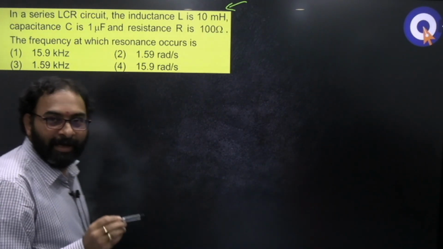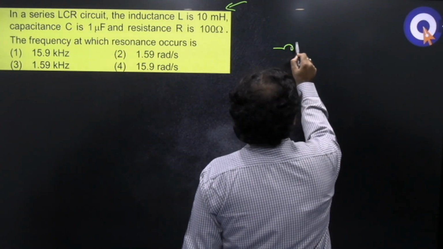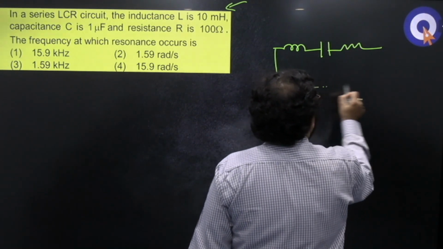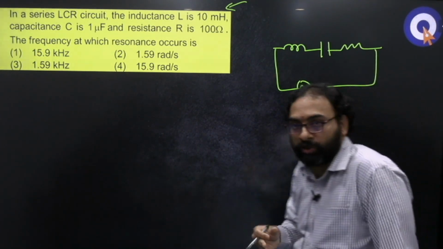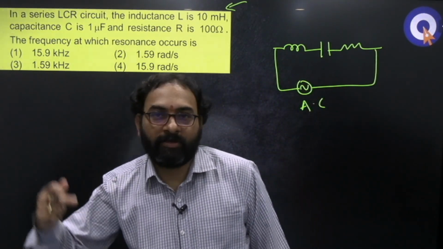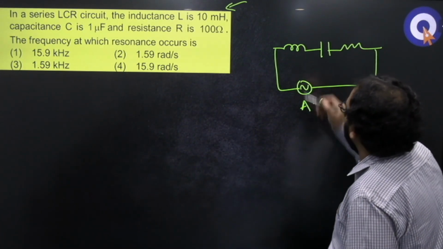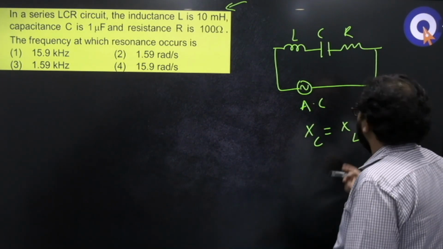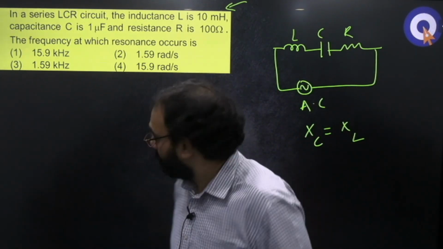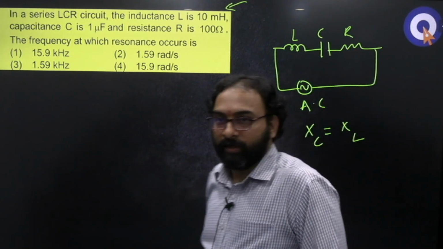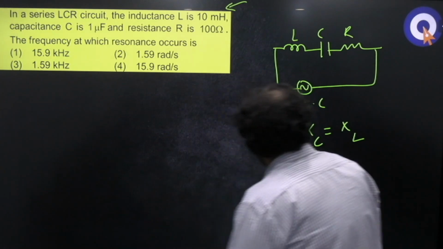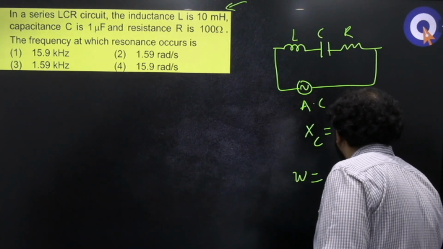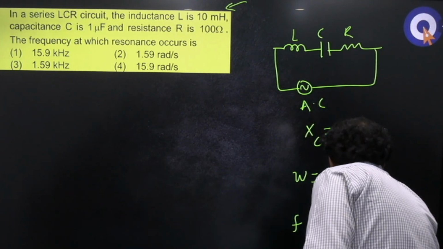First, in an LCR circuit, what is this resonance? Inductor, capacitor, resistor. An AC source is connected to inductor, capacitor, resistor. This is the AC source. Now, when capacitive reactance equals inductive reactance, we call this resonance. If you substitute the capacitive reactance and inductive reactance, finally you will get omega equal to 1 by root LC. This is the formula. Or frequency is 1 by 2 pi root LC.